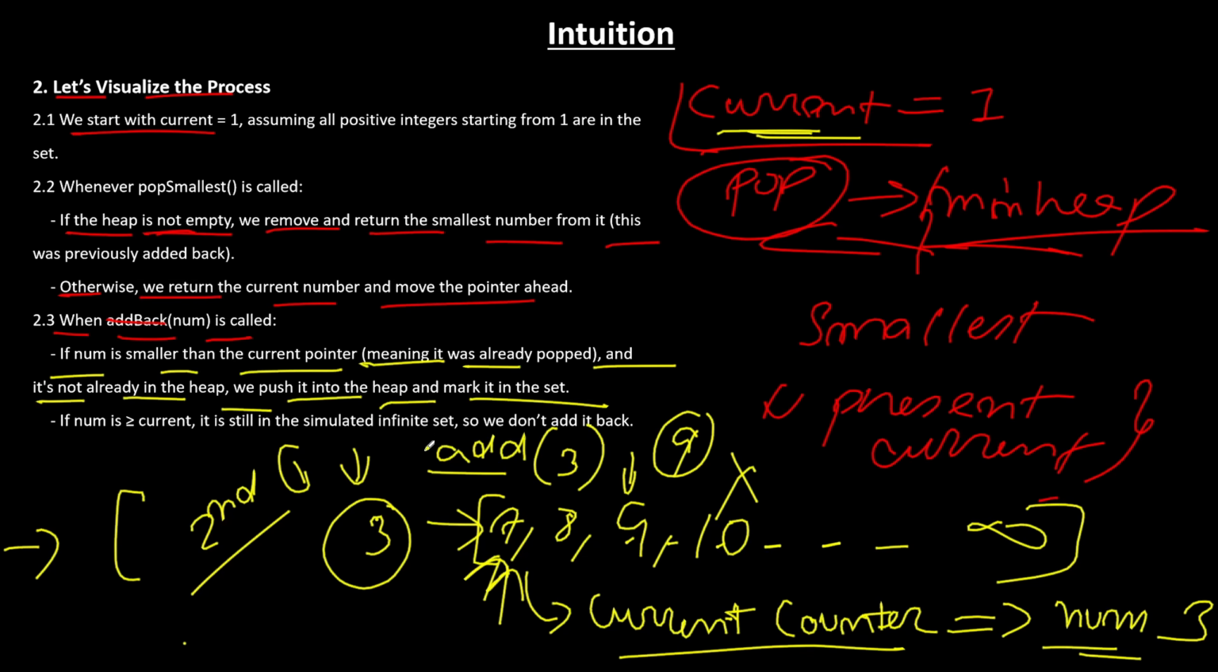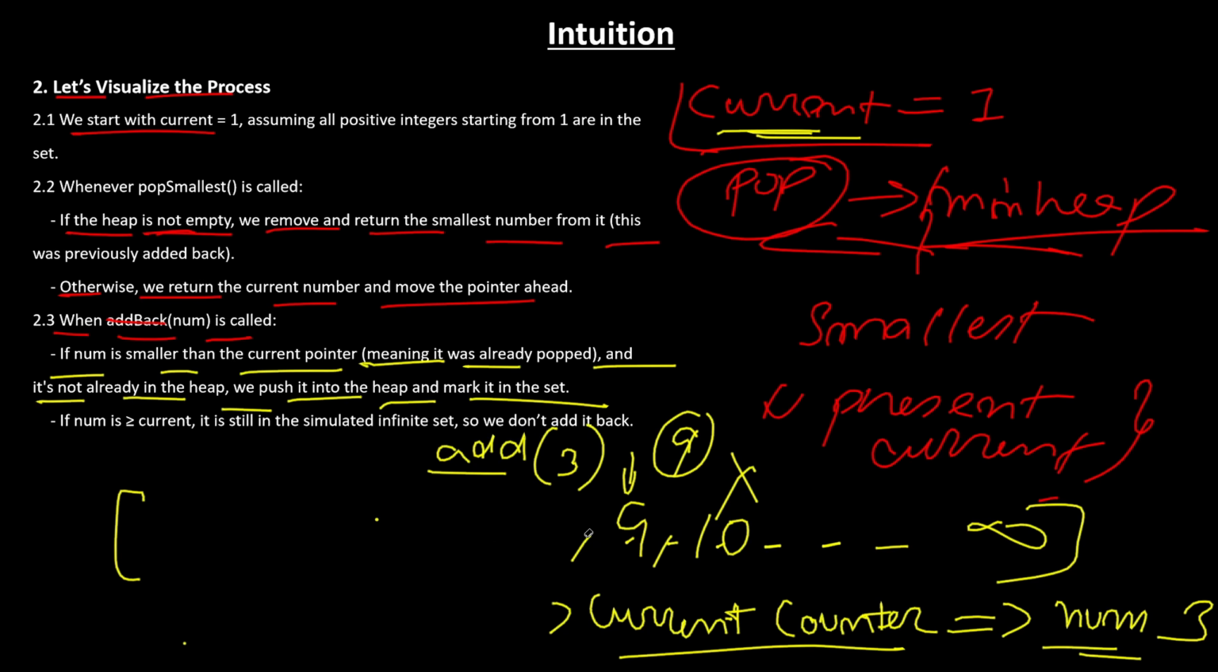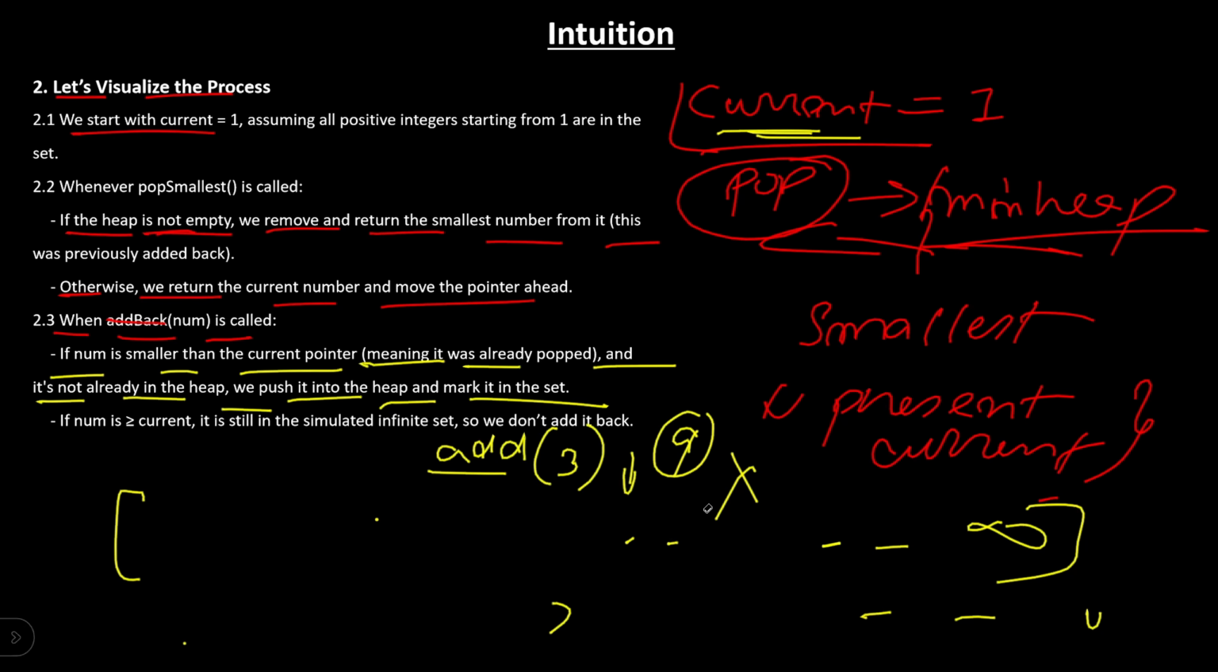Now, why we are using a set here, as I already explained, heap does not recognize duplicate values. Min heap or max heap does not recognize duplicate values. So for that, we are using a set here so that we can understand whether that value is already present in the heap or not. Or in our infinite set.